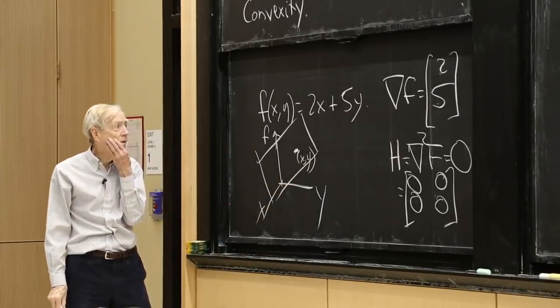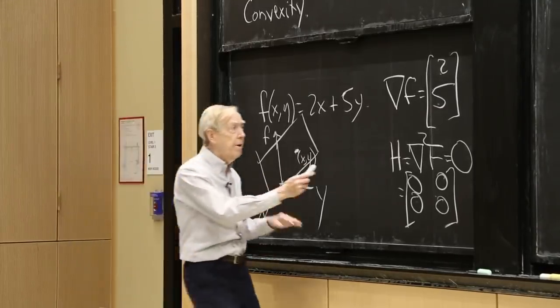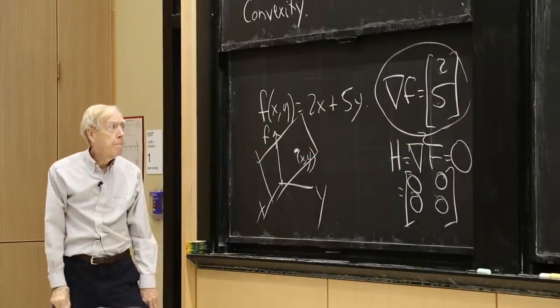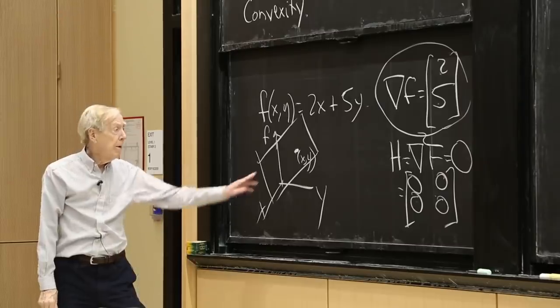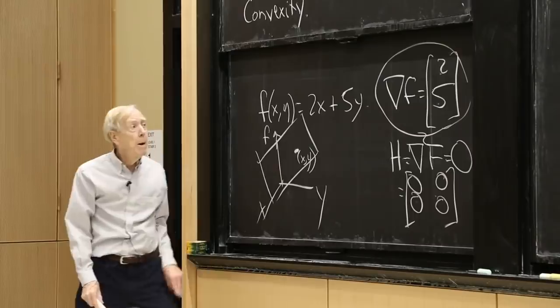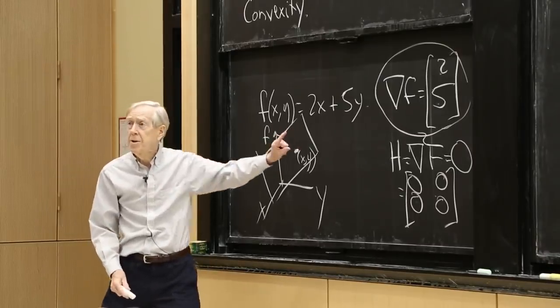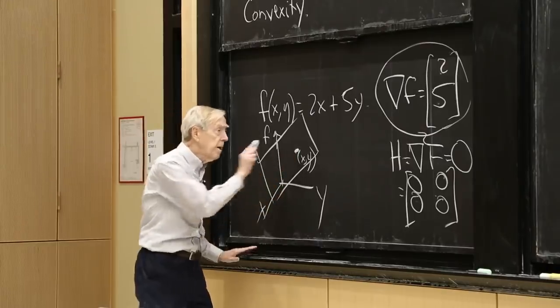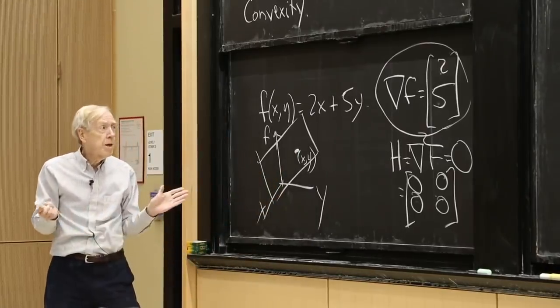What does 2x plus 5y tell me? Or what does grad f tell me about movement from that point xy? Of course, the gradient is constant, so it really didn't matter what point I'm moving from, but I've taken a point here. So what's the deal?